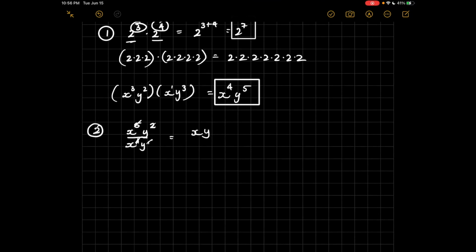If we were to do another one, maybe let's say we did 3 to the power of 2 over 3 to the power of 5. Well, 2 minus 5, that is 3 to the power of negative 3. Well, I know that's the same thing as 1 over 3 to the power of 3, which is 1 over 27.